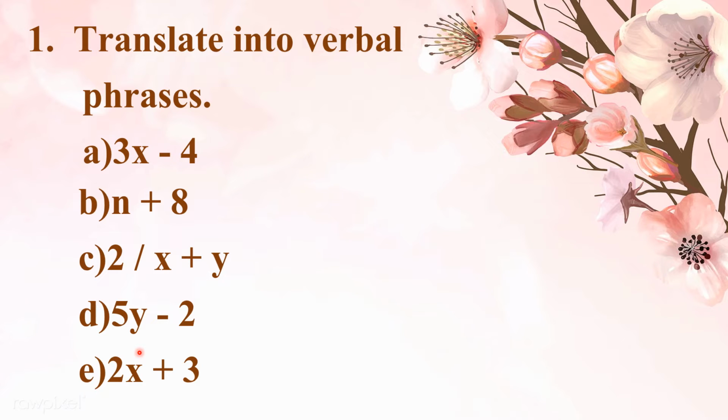Shall we quickly recall a few questions? 3x minus 4. This can be written as subtract 4 from 3 times a number. n plus 8, a number added to 8 or 8 increased by a number. 2 divided by x plus y. This can be written as 2 divided by a number added to y. 5y minus 2, 2 less than 5 times a number. Then the last one, 2x plus 3, 2 times a number added to 3. So like this we can write in many ways.